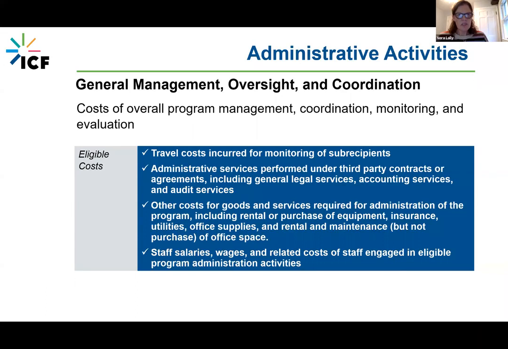A specific review of what you actually should be charging under administration, like we said, they're the overall costs of program management, coordination, monitoring, and evaluation. So what does that look like? That means travel costs if you are doing on-site monitoring of subrecipients. It means if you are contracting out for any of your administrative costs, if you have a back office contractor to help with your billing, with your reviewing of vouchers, that would be eligible under an admin cost.